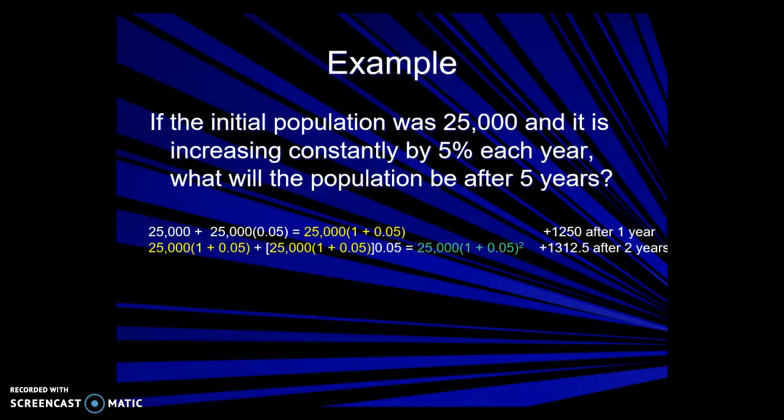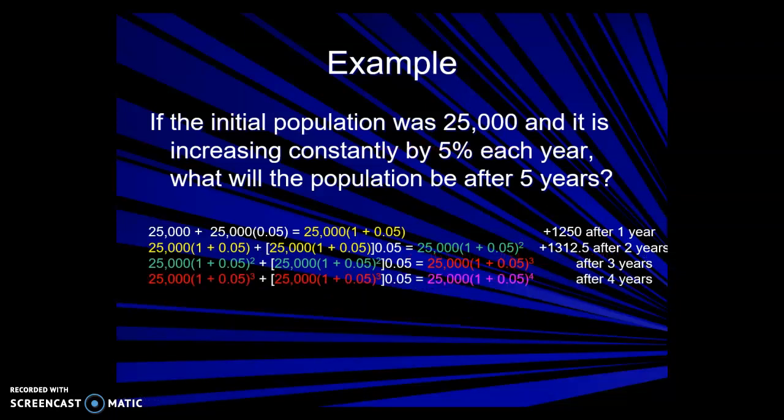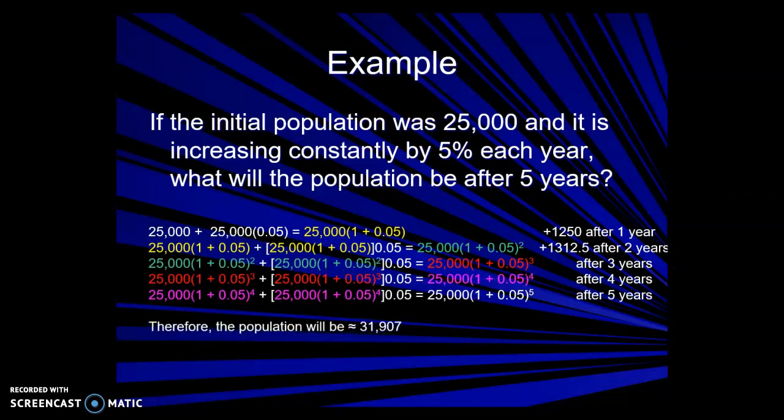5%. The third year would increase even more, and so you could do basically the same thing, only it's now to the third power. You're multiplying that 1 plus 0.05 three times. The fourth year, it's now to the fourth power. Fifth year, now to the fifth power. So in the end, it's a lot easier to do this rather than doing this over and over again. You'll have about 31,907 people. Exponential modeling at its finest.